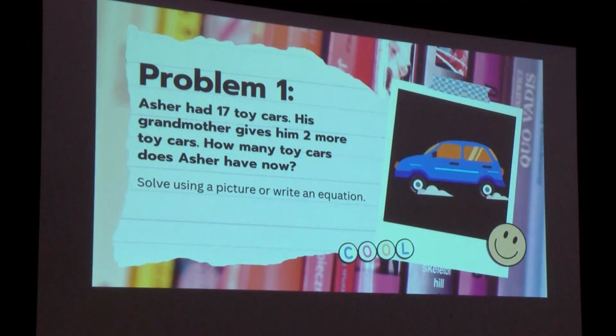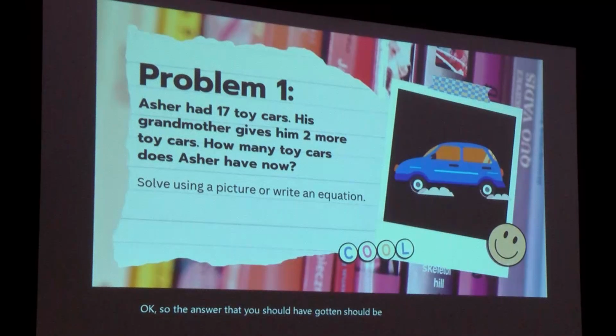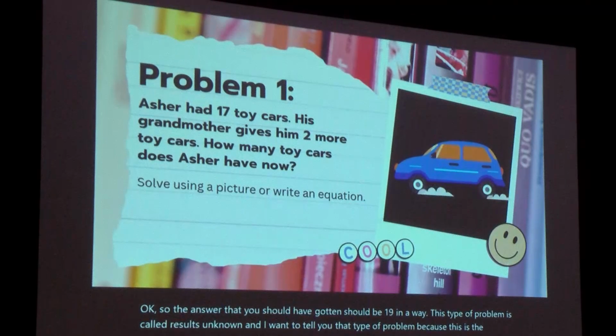Okay. So the answer that you should have gotten should be 19. This type of problem is called result unknown. I want to tell you that type of problem because this is the most common problem that your student will see.